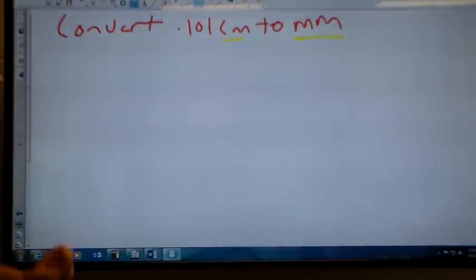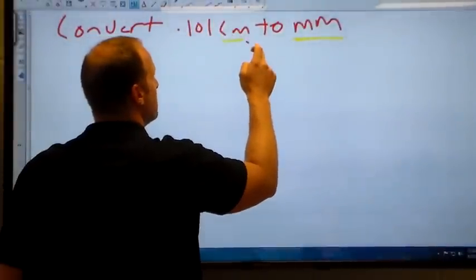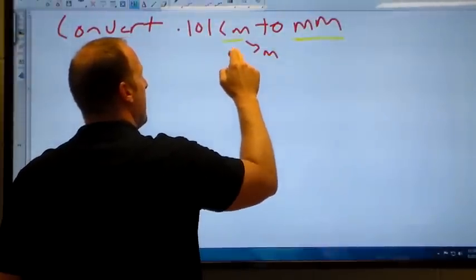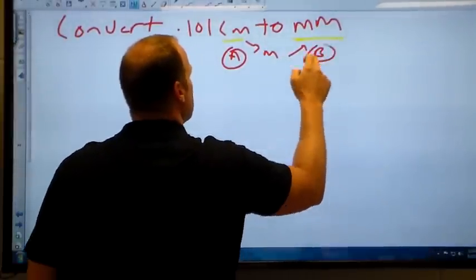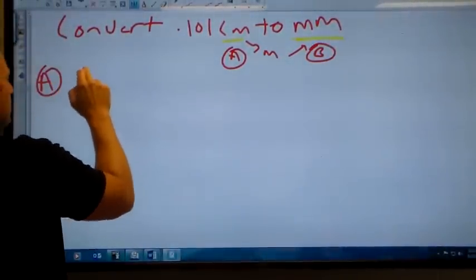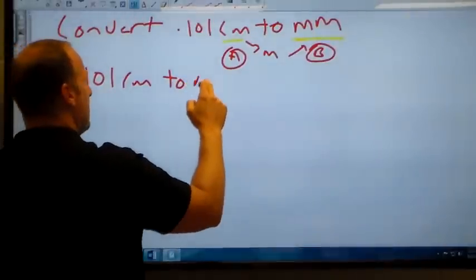First of all, I want to take this to the base, centimeters to meters. That's the first step, that's problem A. And then I'm going to take meters back to millimeters. That's going to be step B. So in order to take 0.101 centimeters to meters, what's my first step? Anybody?